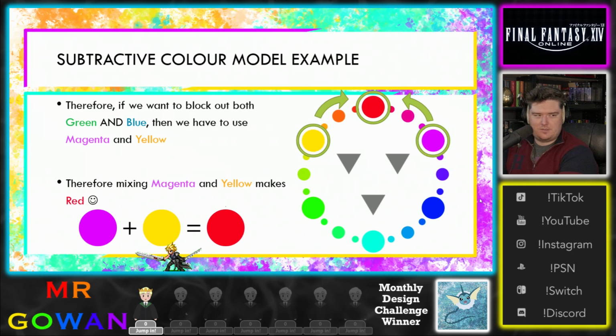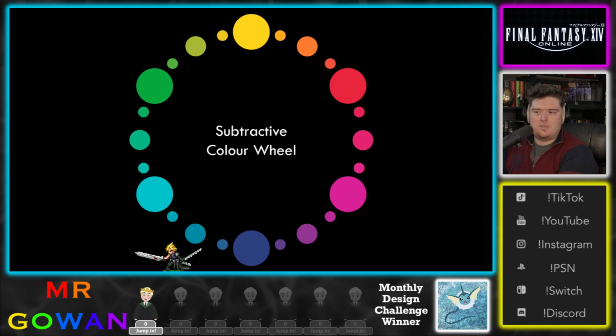And that's how that works. Hopefully that makes sense. There's a lot more. Don't worry, this is not it. There's still more. But here's an example of your subtractive color wheel just for reference. So in our subtractive color wheel, we have yellow, cyan, and magenta. If you mix yellow and cyan, you get green. If you mix cyan and magenta, you get blue. And if you mix yellow and magenta, as we've already talked about, you get red.